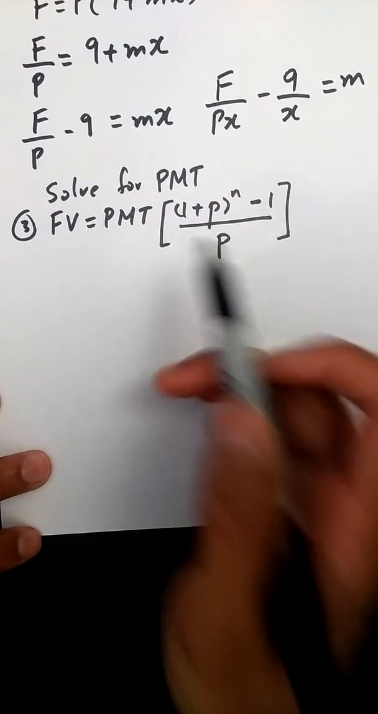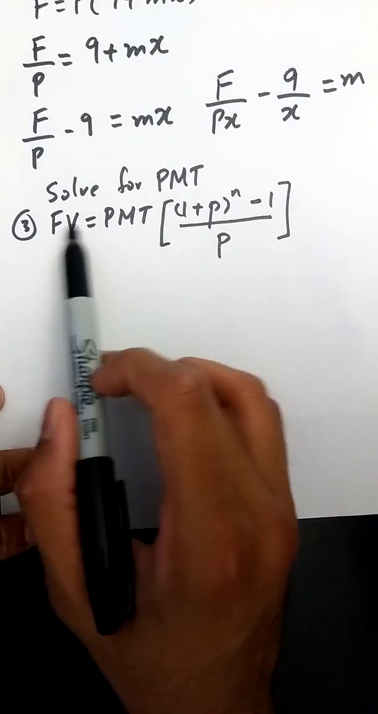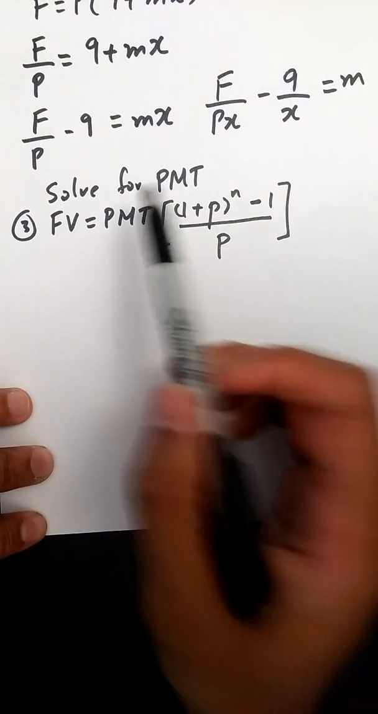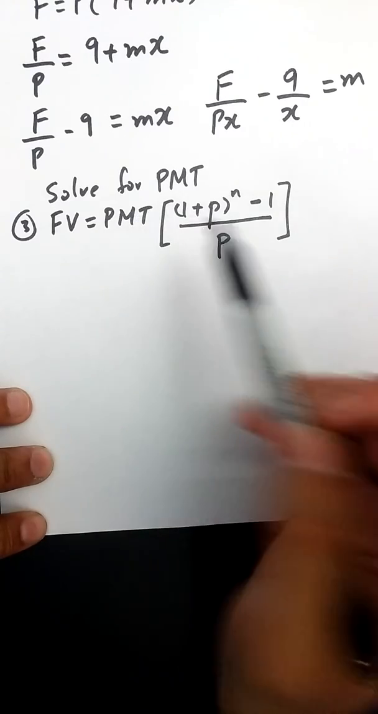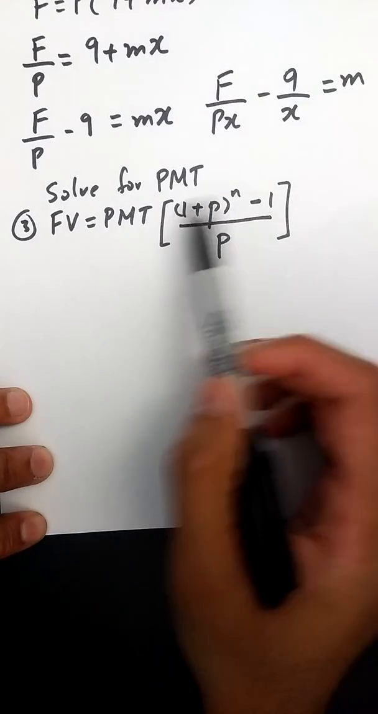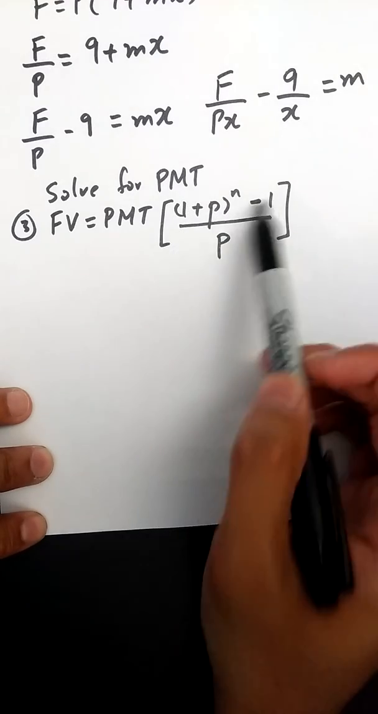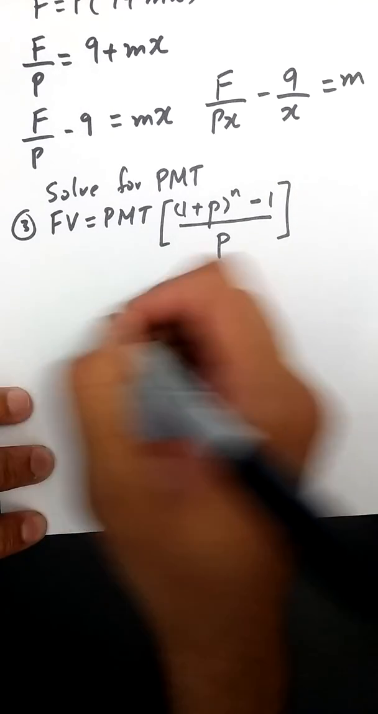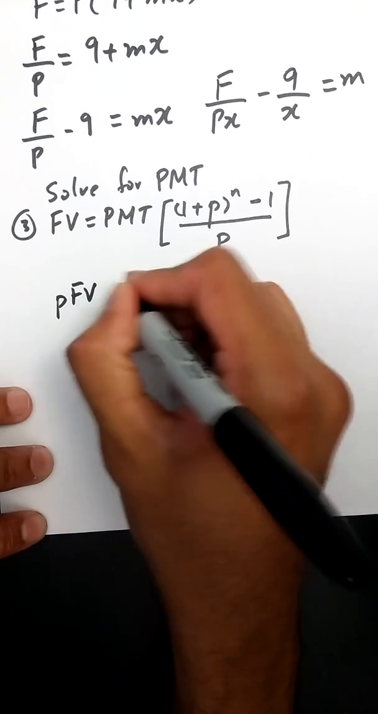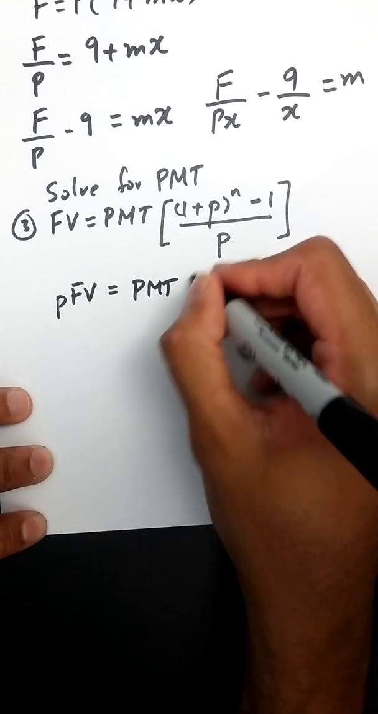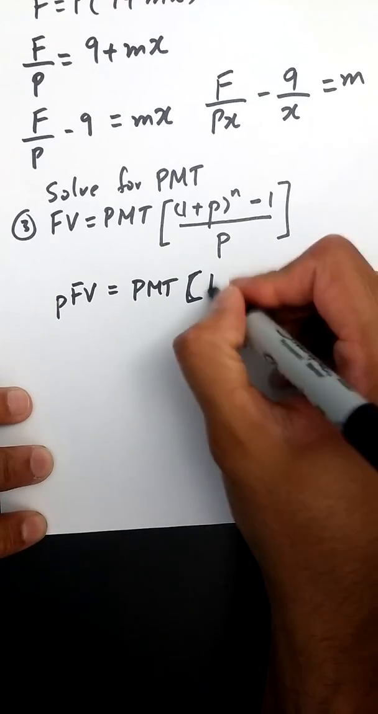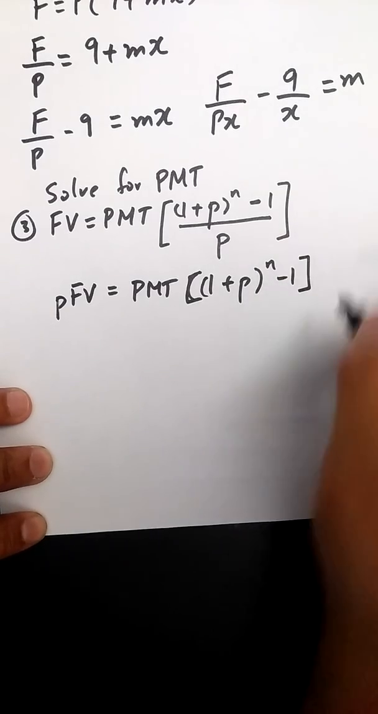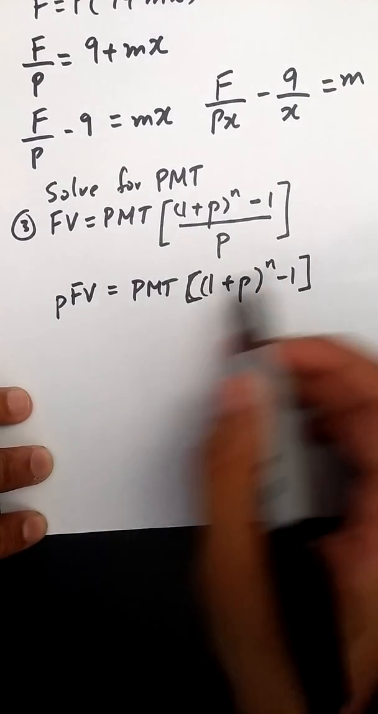In this third example here, we have FV, which is one variable, stands for future value, and you have PMT, another variable that stands for payment. If you're trying to isolate for PMT, again, you notice that this whole thing is being multiplied here. You have something on the top and the bottom. So I can start by moving this to the top of the other side. So I have P FV equals PMT times (1 plus P) to the power n minus 1. Then I can just divide this whole bracket on the other side.